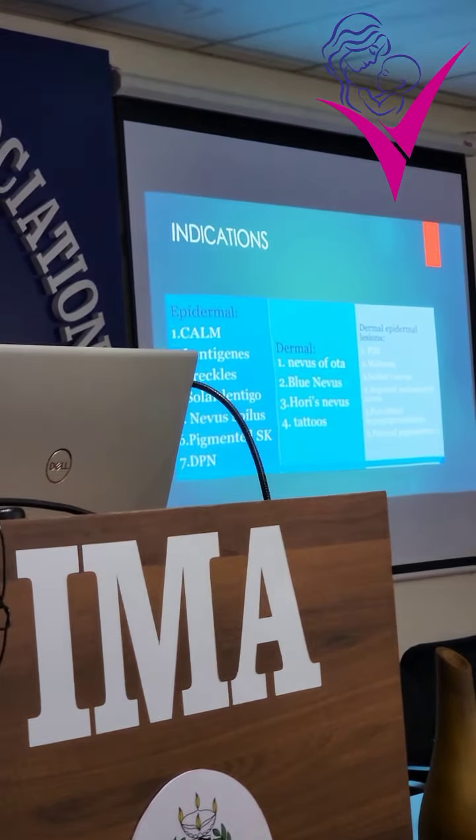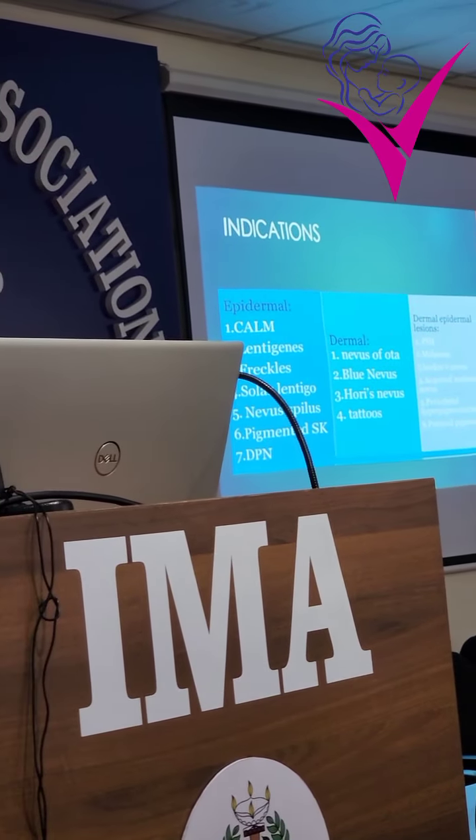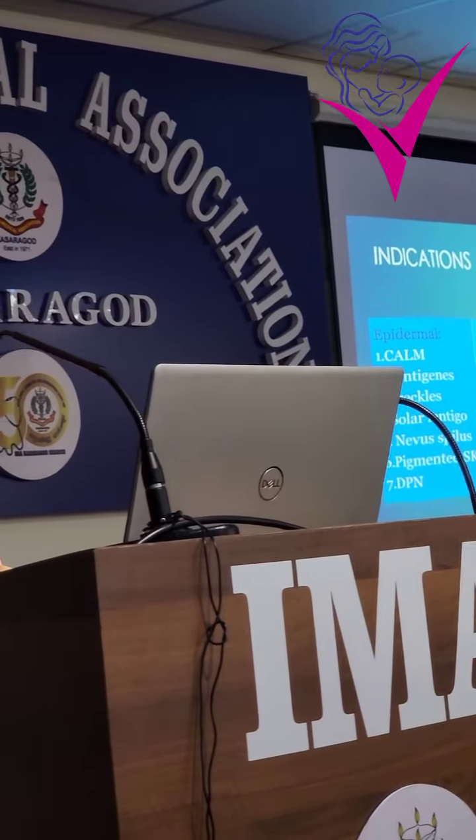The various indications for pigment removal are in the epidermal deposition of melanin, you can see café-au-lait macules, lentigines, freckles, and for dermal deposition of melanin, we get a bluish-gray pigmentation, like you see in nevus of Ota, blue nevus, Hori's nevus, and in some cases there can be deposition in both dermis and epidermis, like in post-inflammatory hyperpigmentation, melasma, periorbital, and periocular pigmentation.